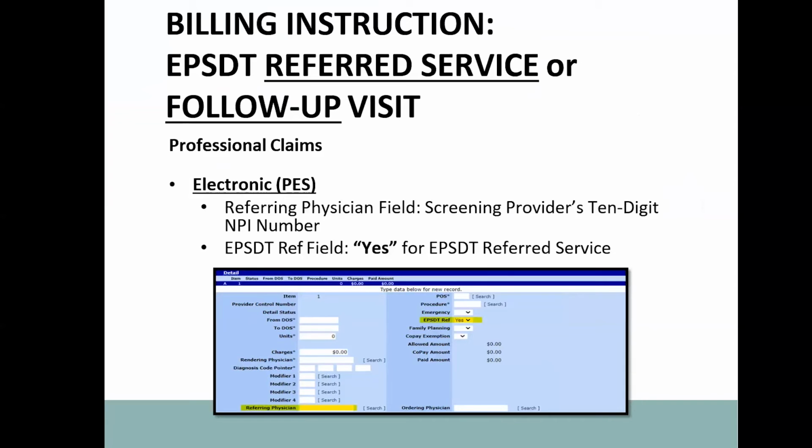When filing claims using the PES software, please refer to the Provider Electronic Solutions User Manual for the appropriate claim filing instructions and values. In the field titled Referring Physician, enter the screening provider's 10-digit NPI number. In the field titled EPSDT Refer, please enter Yes for EPSDT-related services. Providers can obtain Provider Electronic Solutions software from Gainwell free of charge.